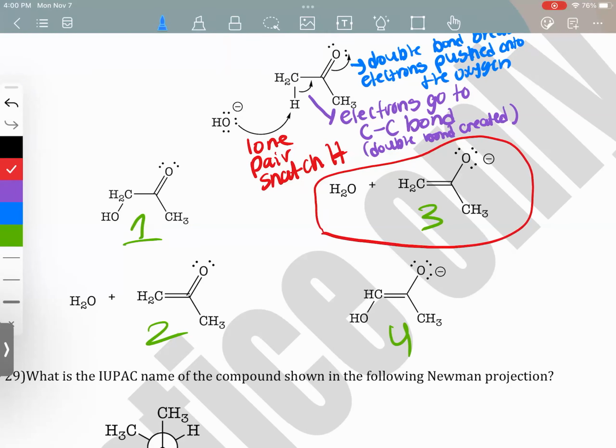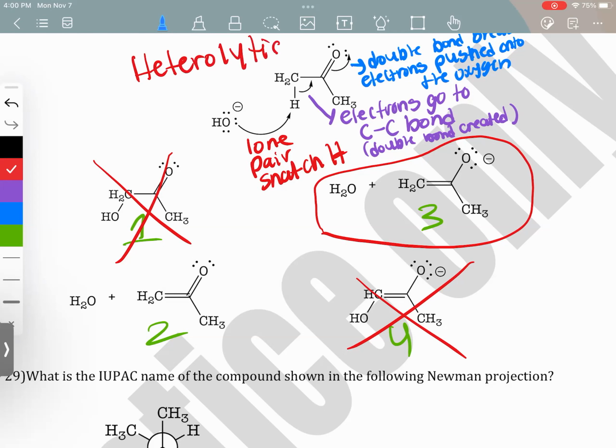So first we identify what each of the arrow movements means. This OH minus, the hydroxide, takes the proton away from that carbon. Whenever that happens, you always form water. So you can automatically eliminate 1 and 4 because we have no water. After that, remember, all of this is happening heterolytically.